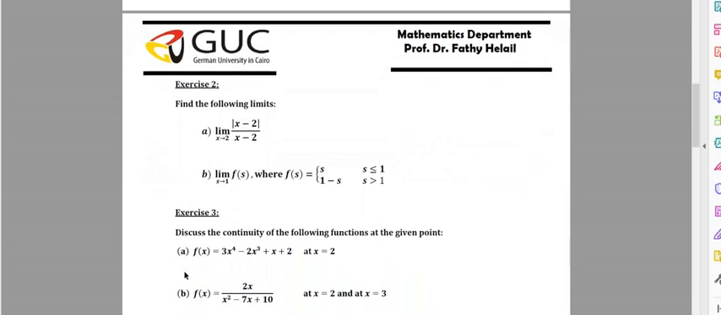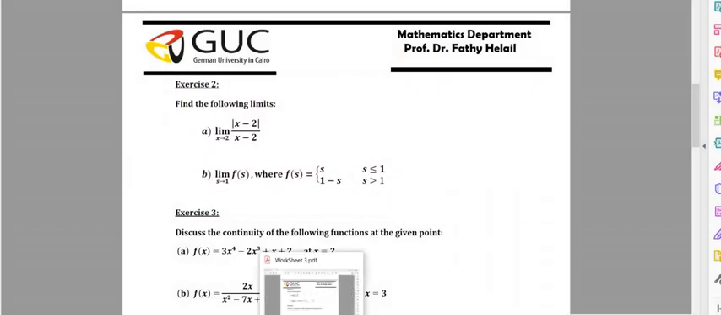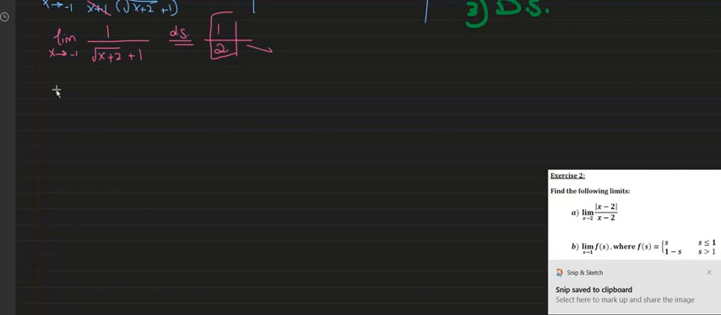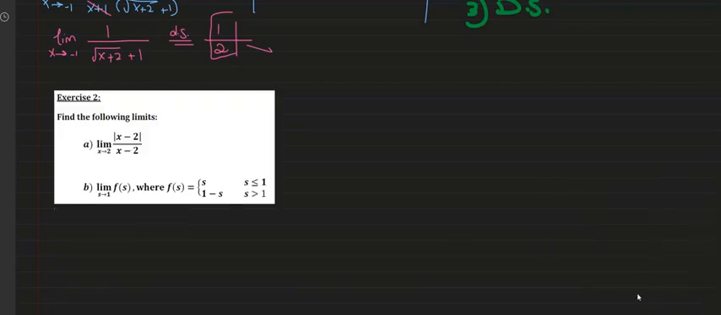Now we need to consider this exercise. Exercise 2. Let's do like we did before. Direct substitution is our first approach in solving any limit problem. X is approaching 2. 2 minus 2 is 0. Absolute 0 is 0.